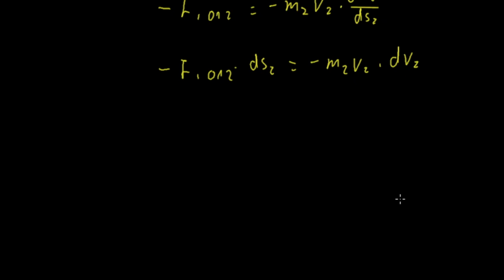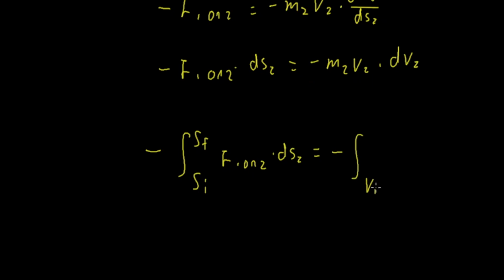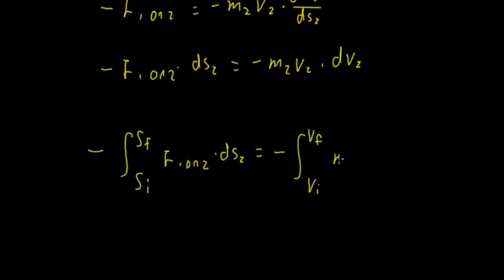Now, of course, integrate both sides, right? But we can move the negative sign out of the integral sign. So let's do this, right? We're integrating ds here, so from initial position to final position. And move the negative sign out of the integral sign, we have this as well, right? Since we're integrating dv here, so that is initial velocity to final velocity, right? Here.